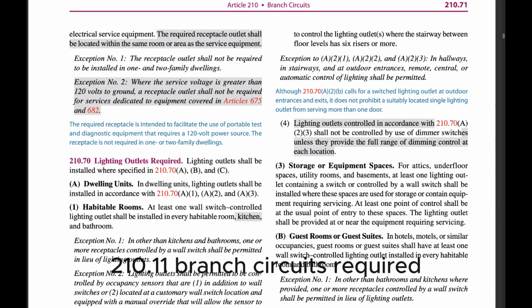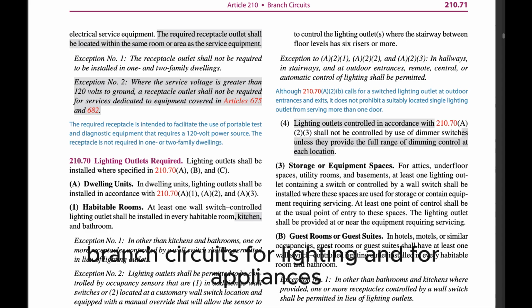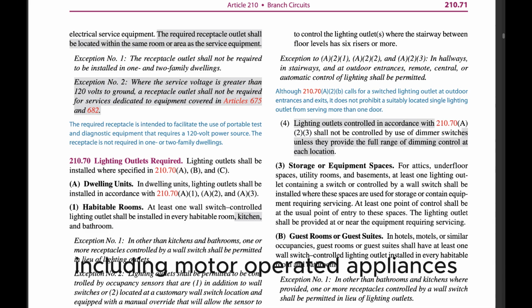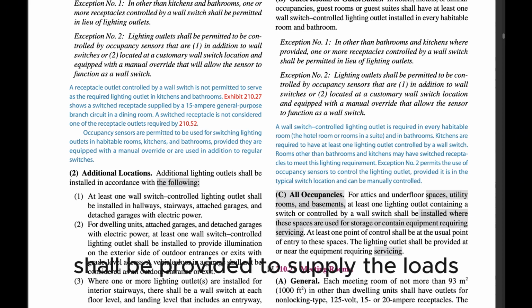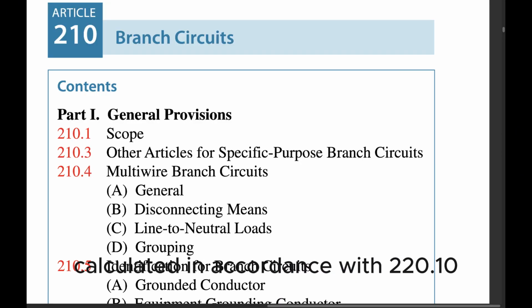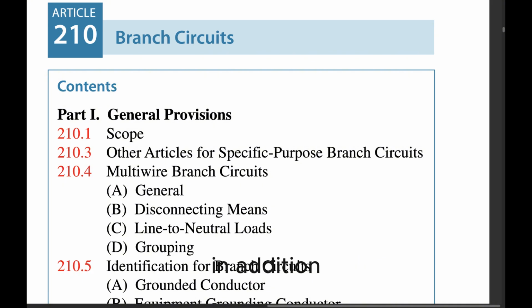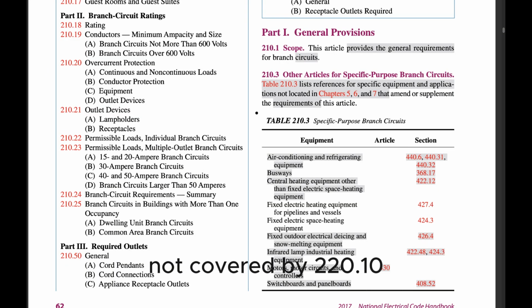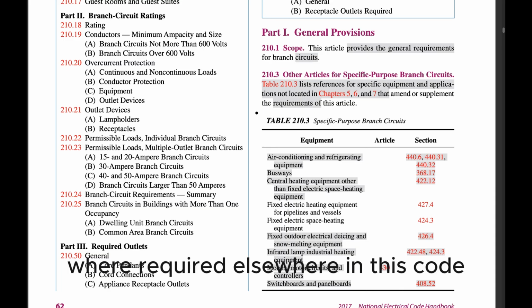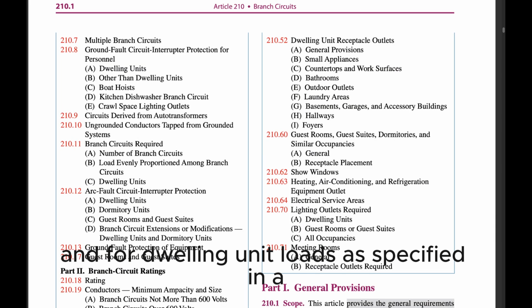210.11 Branch circuits required. Branch circuits for lighting and for appliances, including motor-operated appliances, shall be provided to supply the loads calculated in accordance with 220.10. In addition, branch circuits shall be provided for specific loads not covered by 220.10 where required elsewhere in this code and for dwelling unit loads as specified in A.